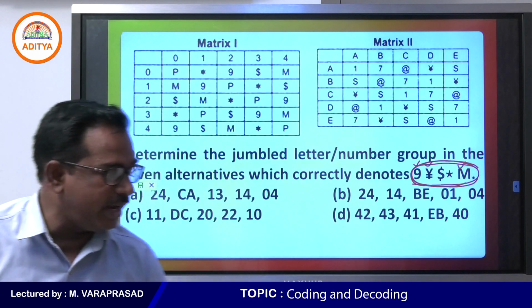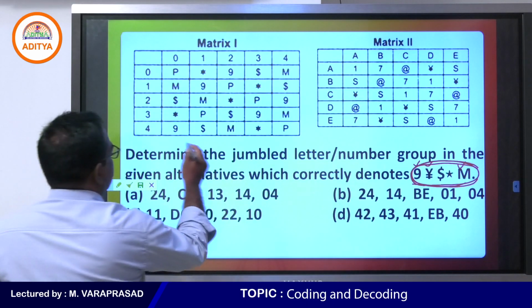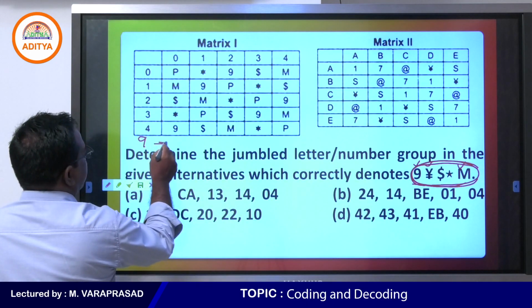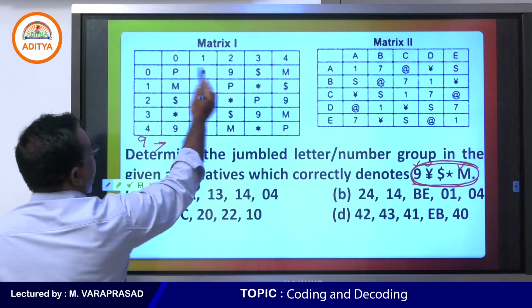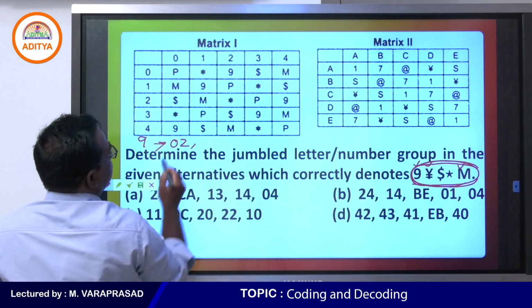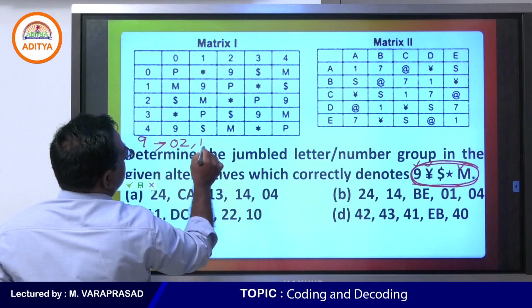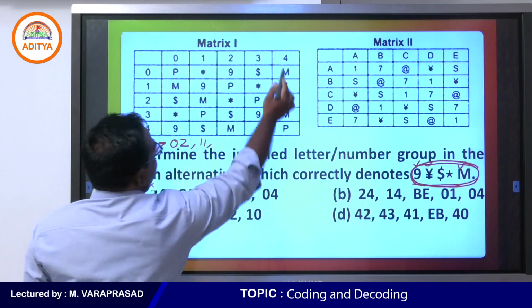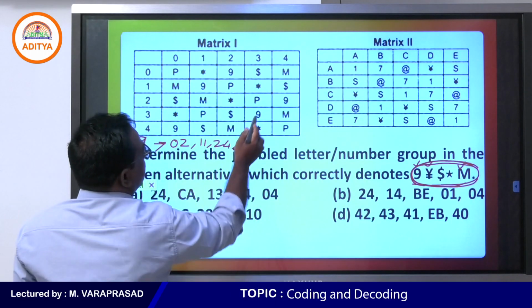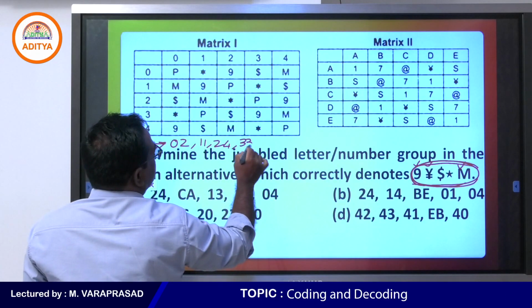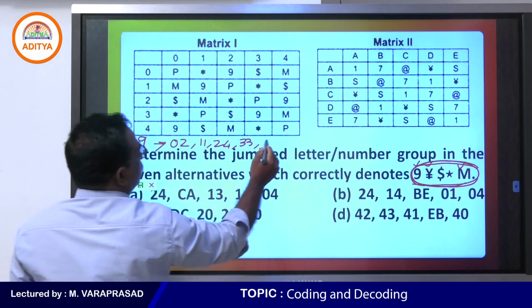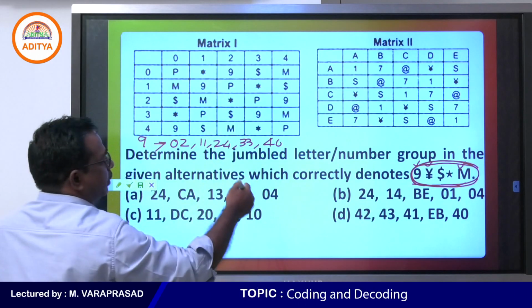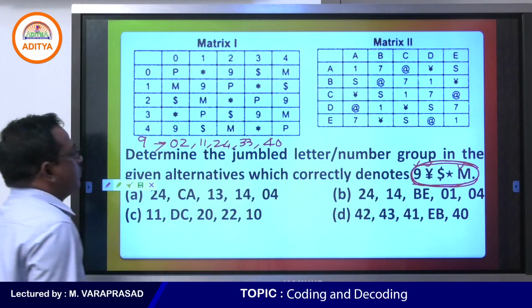If you take 9 first, in how many ways can 9 be represented? Here 9 is at 0, 2. Next 9 is at 1, 1. Next 9 is at 2, 4. Next 9 is at 3, 3. Next 9 is at 4, 0. Row and column you need to take. Yes, this one is 9.